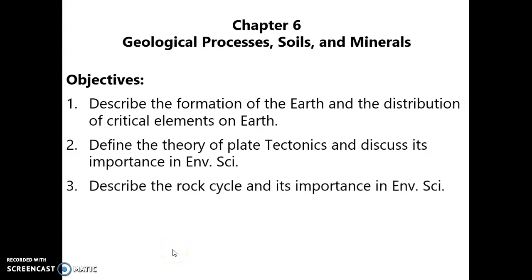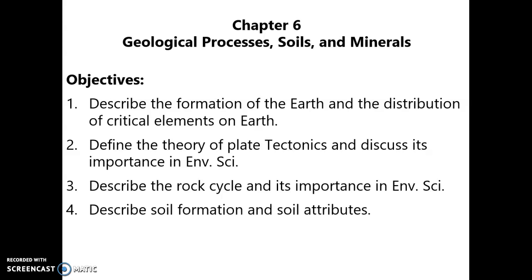Third, describe the rock cycle and its importance in environmental science. The rock cycle isn't really a cycle, it's a series of processes that can go in any direction, and it changes one form of rock into another form of rock, usually due to changes such as great temperature, great pressure, or the action of wind and water.